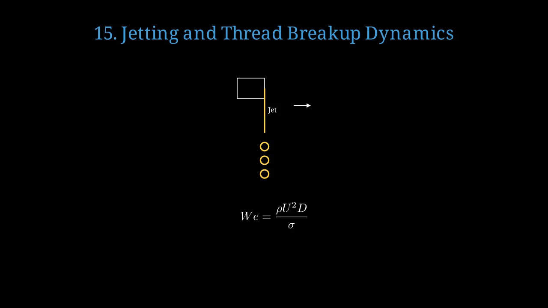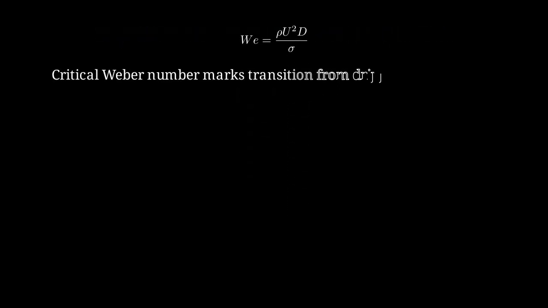At higher flow rates, we transition from dripping to jetting, where a continuous thread extends before breaking up. In jetting mode, a continuous thread extends from the nozzle and breaks up downstream into a train of uniform droplets. The Weber number, representing inertial to surface tension forces, governs the dripping to jetting transition. When the Weber number exceeds a critical value around 1, the system transitions from dripping to jetting mode. The characteristic breakup time scales as the square root of density times radius cubed over surface tension.